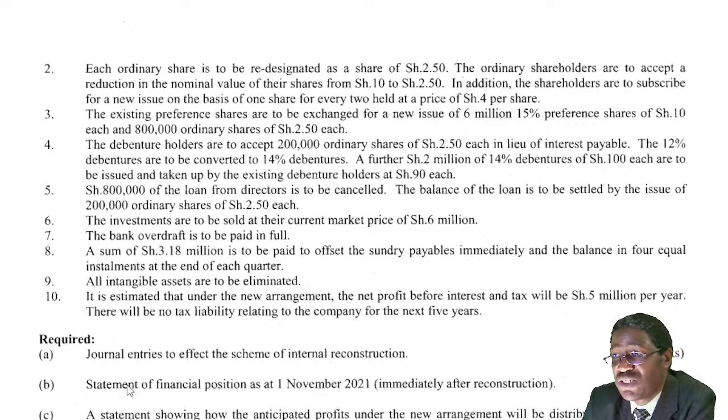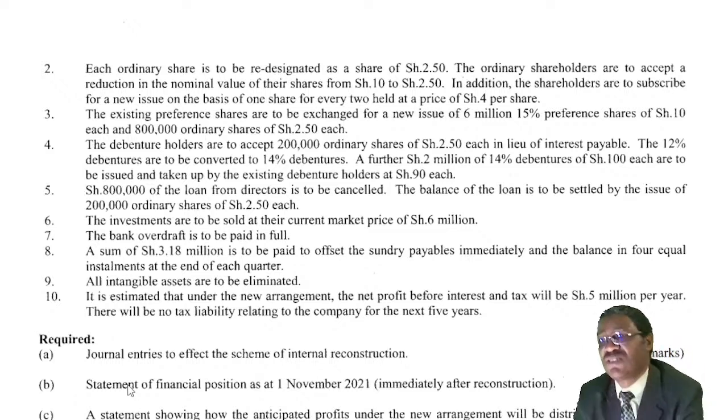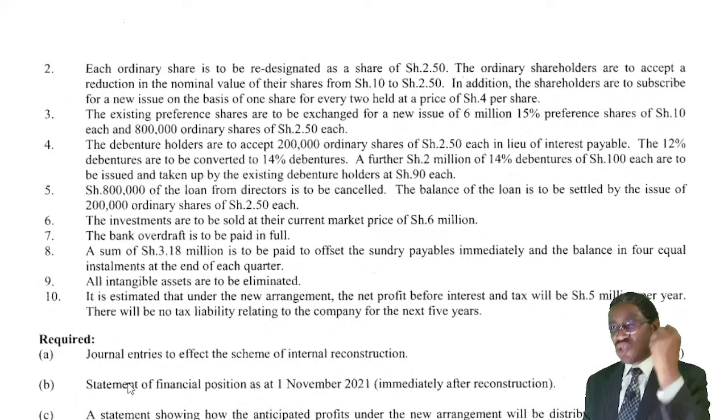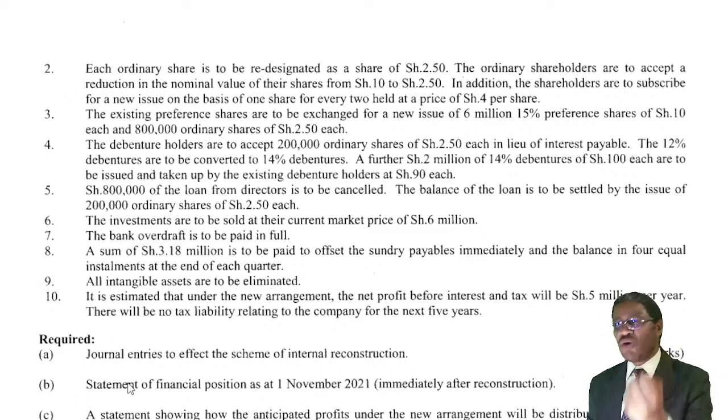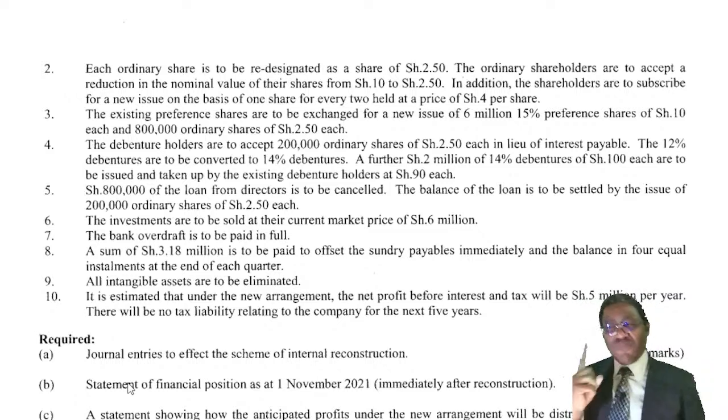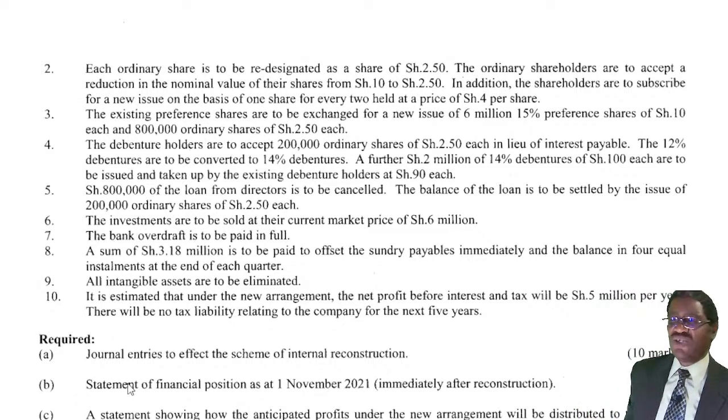Somebody says 1.8. Somebody says 2 million. Now listen. 2 million is the total nominal value of the debentures. I want you to follow now. Shillings 2 million. One debenture has a par value of 100 shillings.